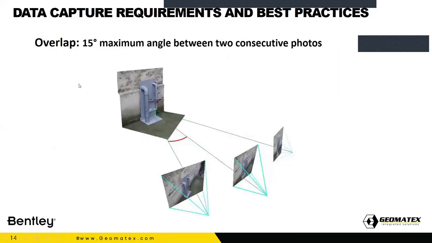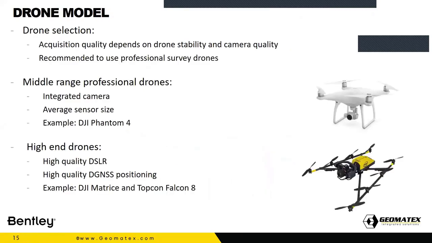Here you can use your mobile phone camera to take images. So maybe the overlapping angles, to get overlapping pictures, you shouldn't use angles more than 15 degrees to be able to generate a nice model.